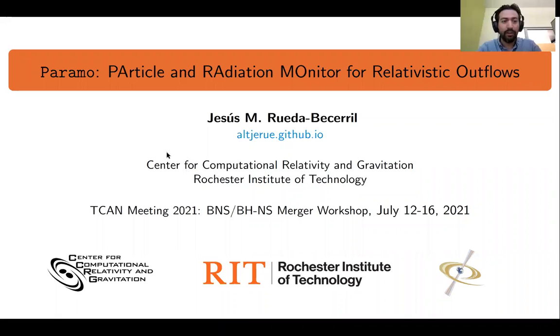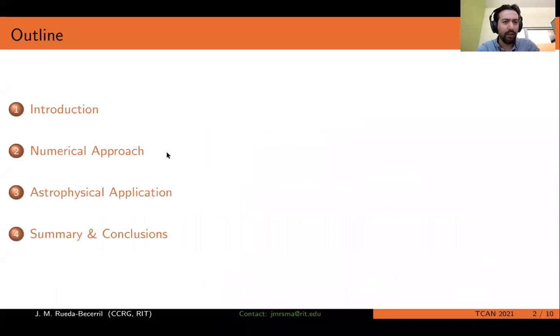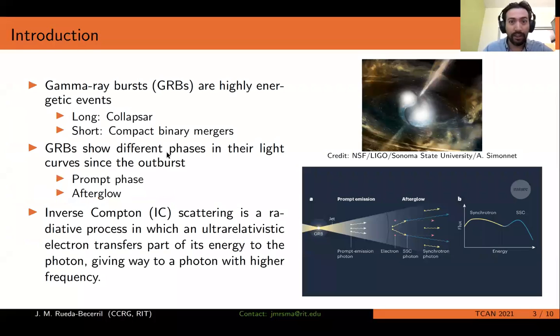Today, I'm going to talk about this numerical code that I've been working with for a couple of years. And the structure of my talk is the following. So I will be giving a brief introduction and motivation for the developing of the code. Then I will talk about the main features. I will move on with the astrophysical application of the code, and then I will end up with a summary and a conclusion.